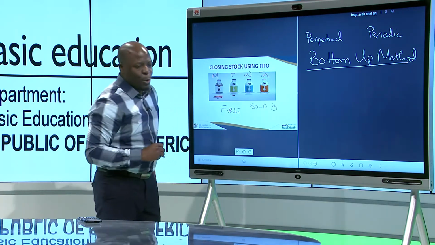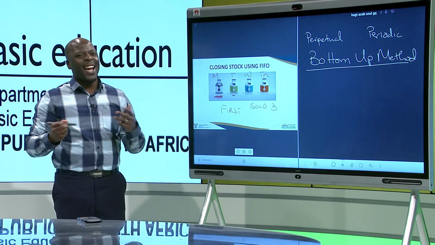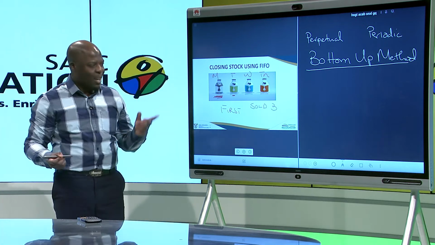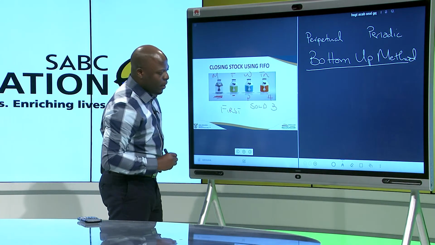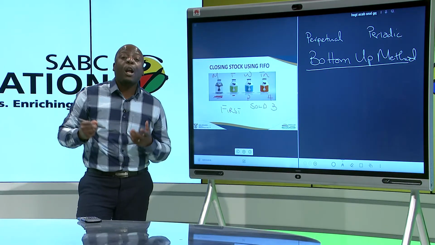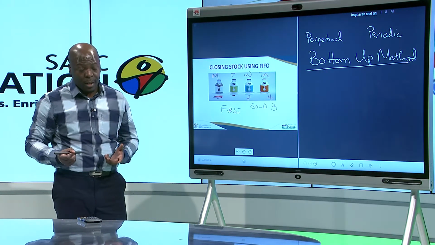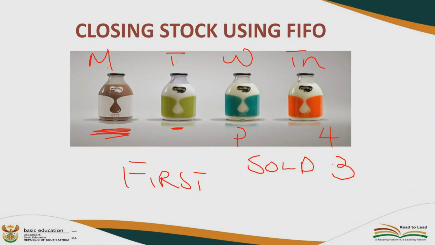If they tell you that we have sold 3, in your mind now, boys and girls, remember, how many units did we purchase? We purchased 4. We had purchased 4. That means if we now want to get the closing stock of our milk, how do we get it? This is what you do. If you purchased 4 and now you have sold 3, that means your closing stock, you are going to be left now with 1 bottle.